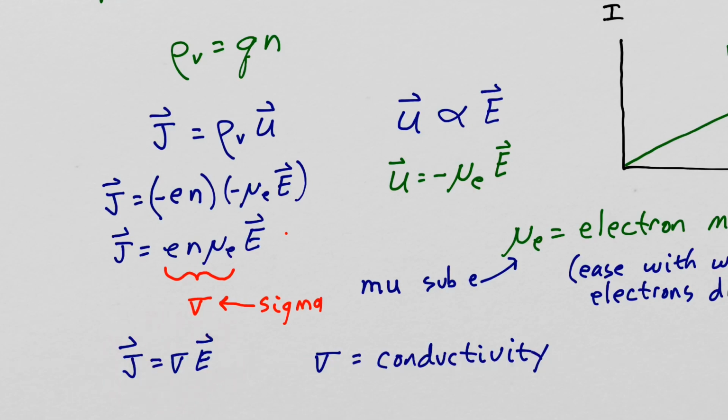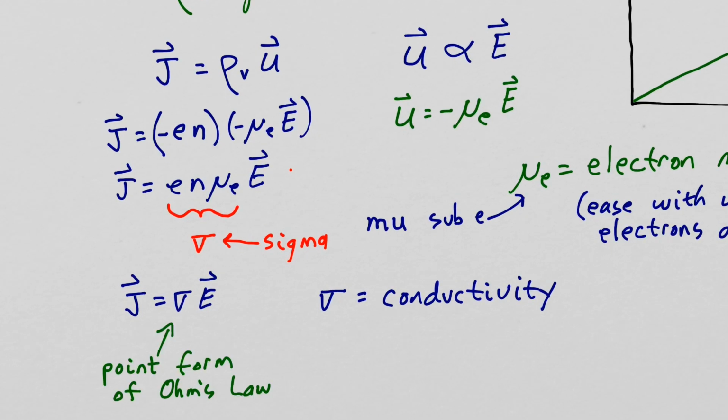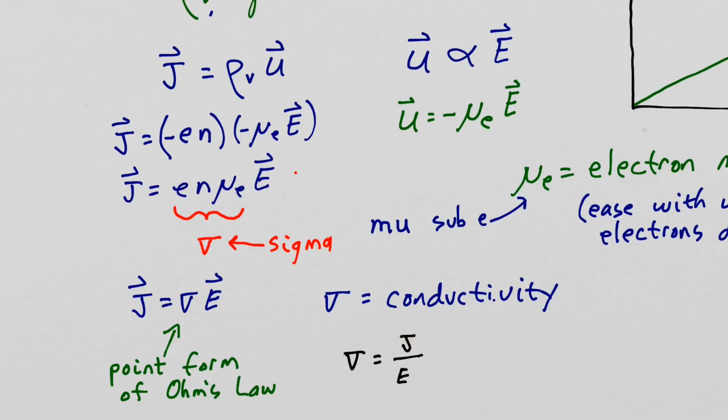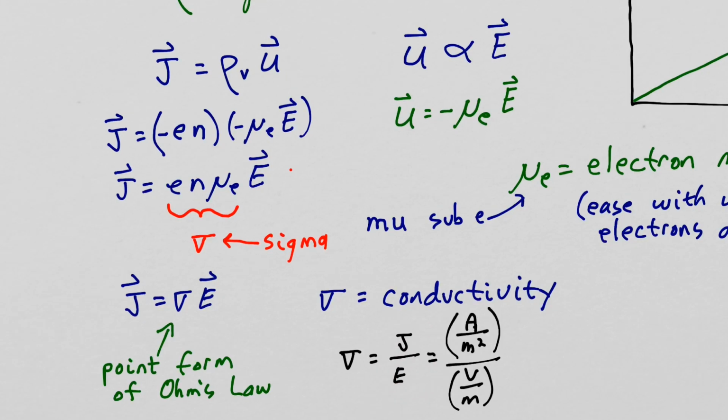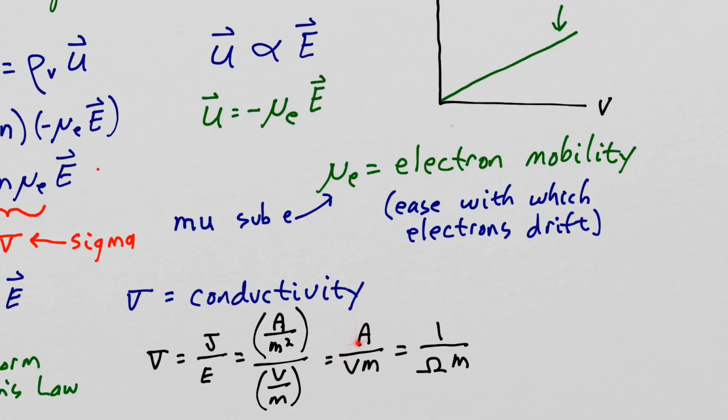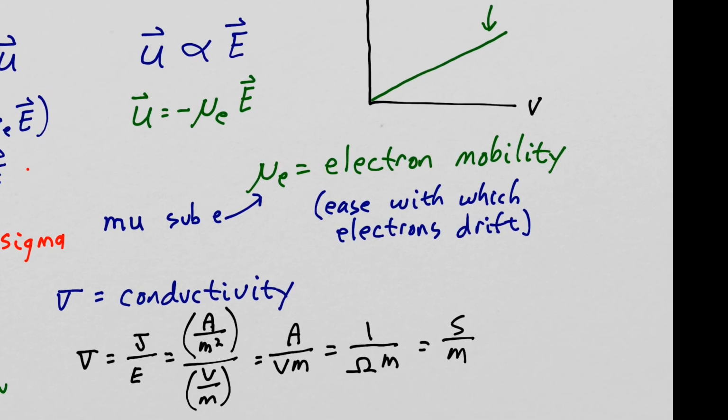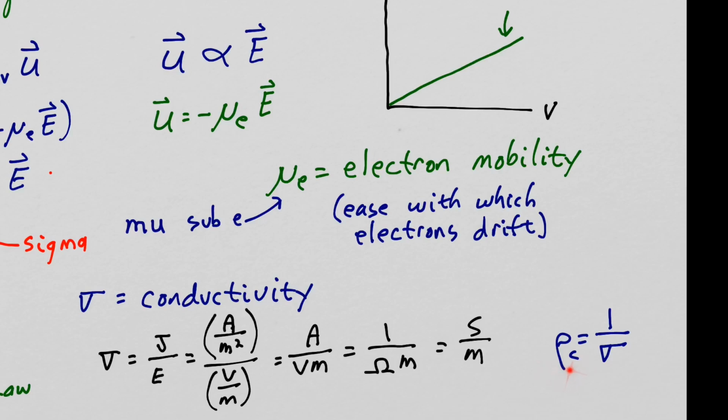So let's determine the units of conductivity. Conductivity is a current density over an electric field intensity. So we have amps per meter squared for units of current density and volts per meter for units of electric field intensity, which is an amp over a volt meter. A volt over an amp is an ohm, and 1 over an ohm is a Siemens. So the units of conductivity is Siemens per meter. And 1 over the conductivity is what we call the resistivity. The symbol for resistivity is rho sub C. So we see the units of resistivity is going to be ohm meters.